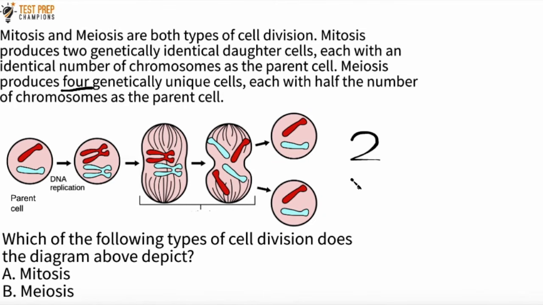And we can see that just by looking. We've got a red and a blue, a red and a blue. The parent cell has a red and a blue. Well, hey, this must be an example of mitosis. Okay, so hopefully this makes sense here.